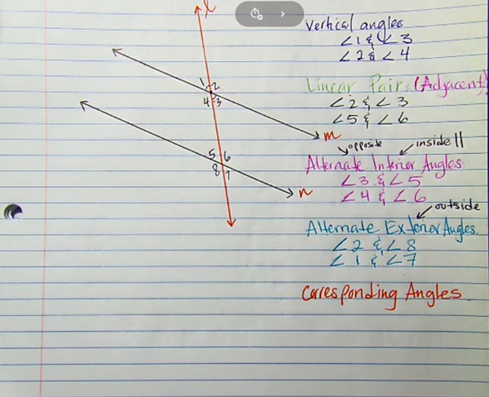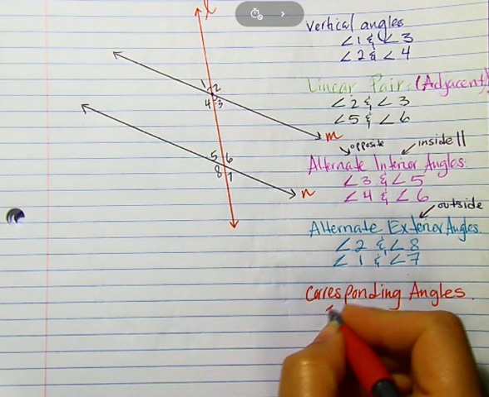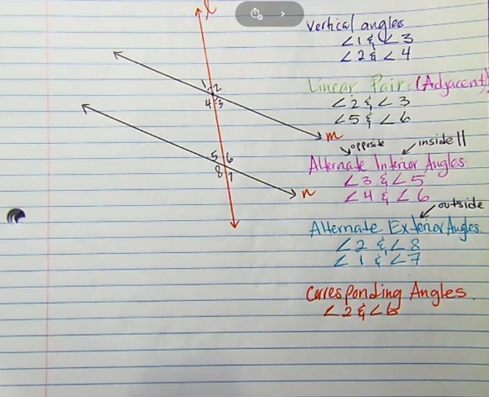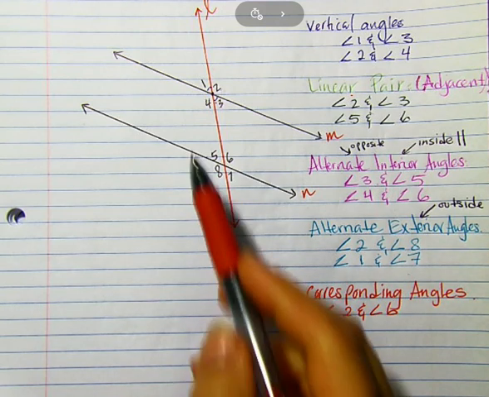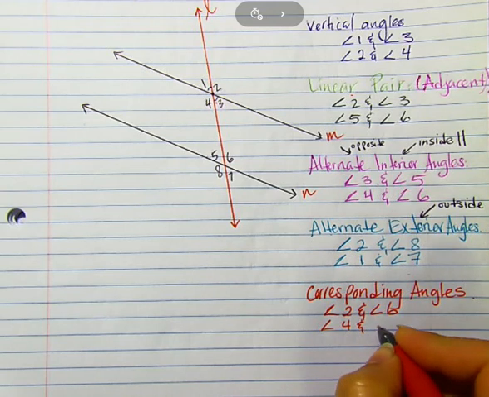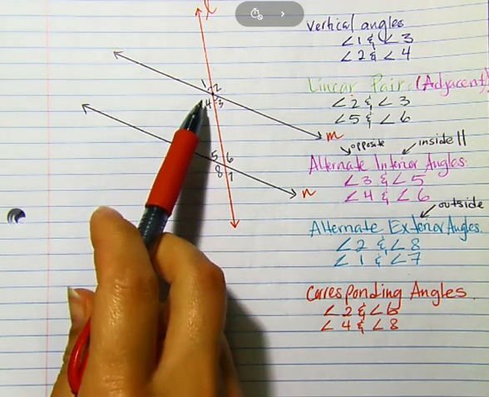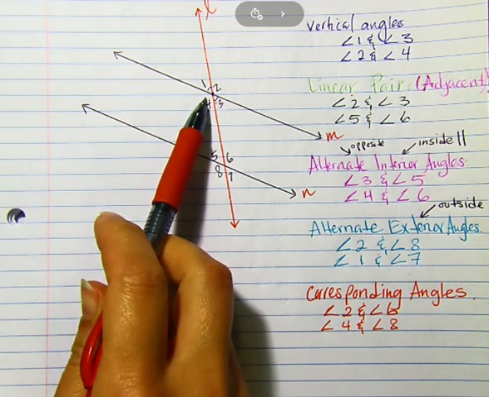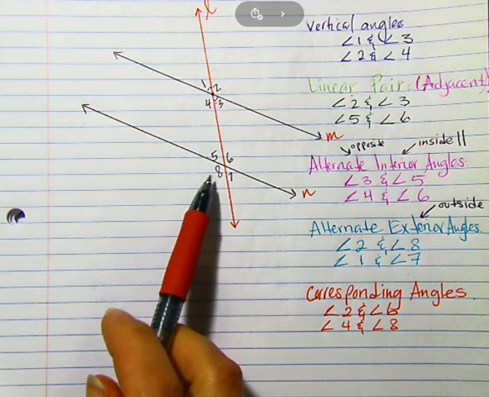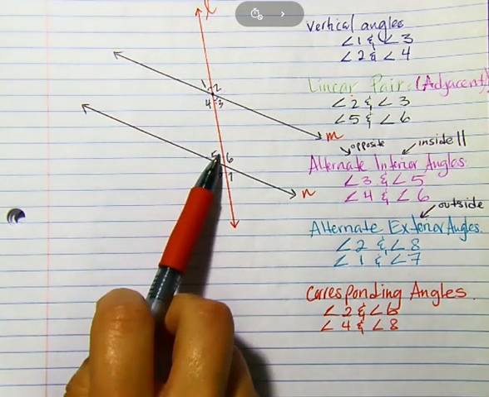So for example, what corresponding angles would be in this case are angles 2 and 6. Another pair of corresponding angles would be angle 4 and 8. If you guys started to notice, one of them is in between the parallel lines, but the other one will be outside the parallel lines. Another example of this would be 3 and 7 or 1 and 5.